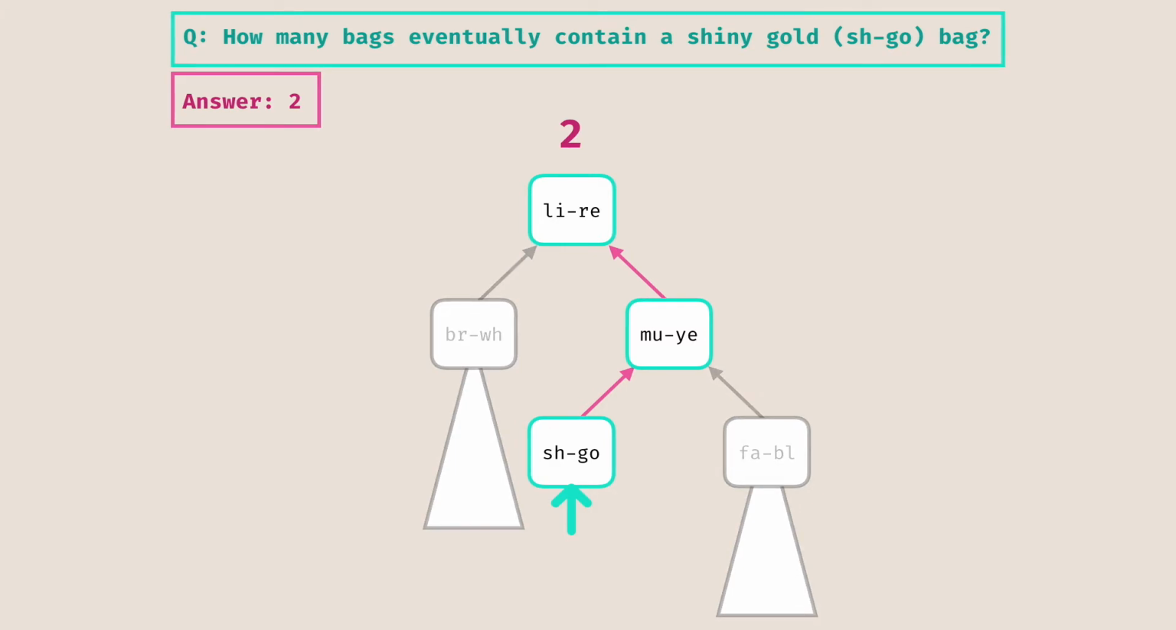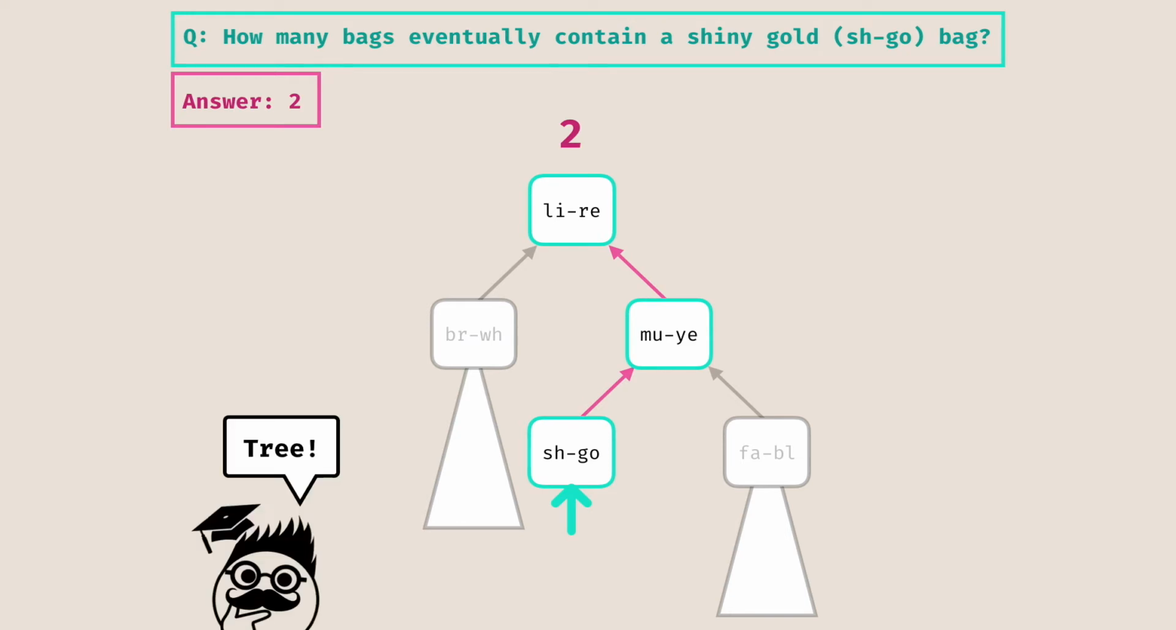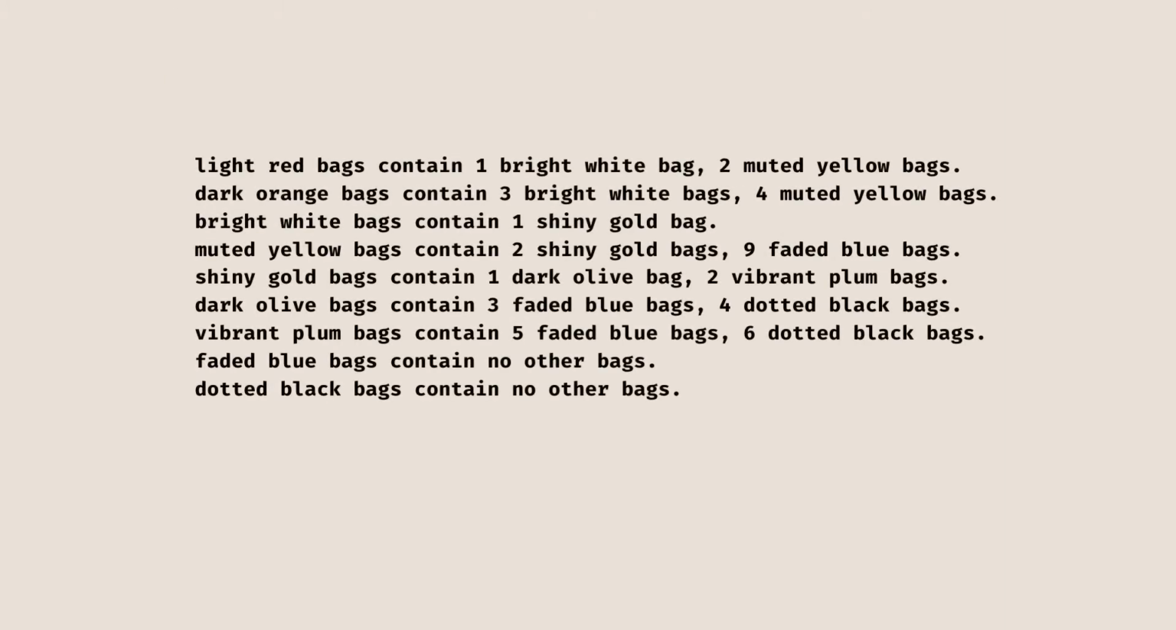So at this point, I think it's pretty clear that we're getting a pretty strong tree vibe from this problem. And I think you'd be right in saying that. Before we go any further, I just want to mention that the input file for today is fairly long. Here's just a quick excerpt from what the file looks like. We can interpret all of these lines in the same way we did in our last example.